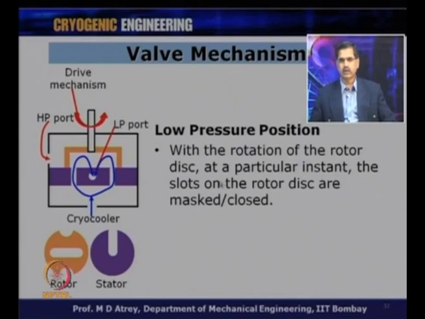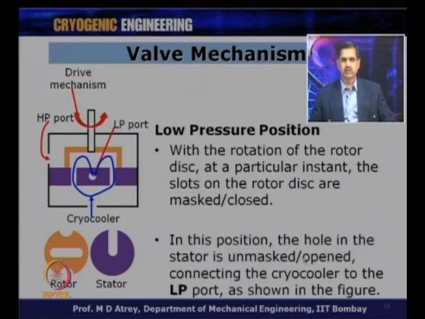With the rotation of the rotor disc at a particular instant, the slots on the rotor disc are masked and getting closed now. In this position, the hole in the stator is unmasked, it gets opened, and it connects the cryocooler to the LP port as shown in this figure. After some time, again the rotor slots open, the high pressure gas will come, again this position will come, and the cycle continues.